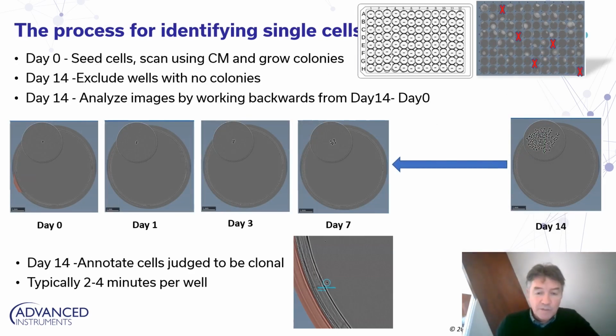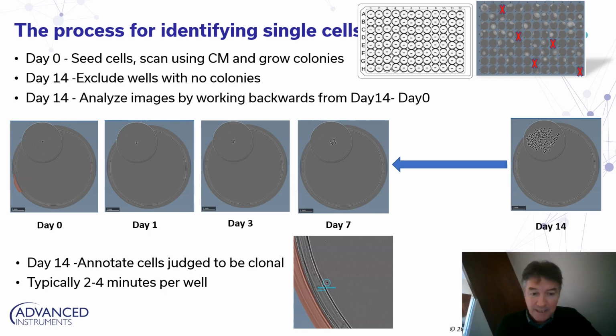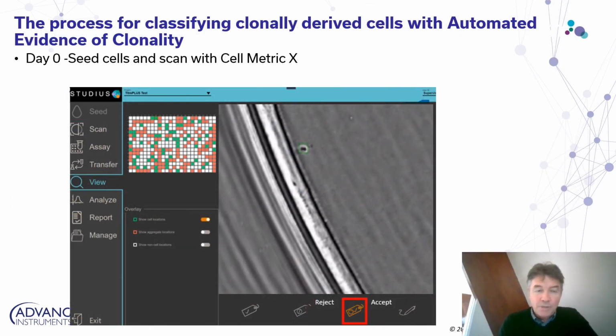So before we talk about what the automated evidence of clonality feature looks like on the Cellmetric X, here's a reminder of the process for identifying single cells today, which typically takes 2 to 4 minutes per well, and is fairly labour intensive as well. So now we can see the process for classifying clonally derived cells using automated evidence of clonality.